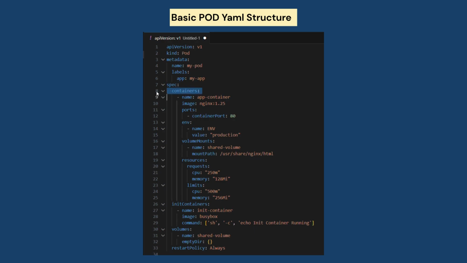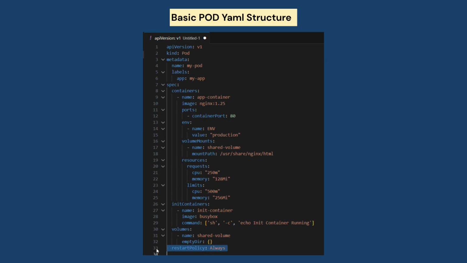Containers is the list of containers to run inside the pod. Name is the name of the container, image is the Docker image to be used, ports are the list of ports the container will expose. Env is the environment variables for the container. Volume mounts defines where to mount shared volumes. Resources are CPU and memory limits and requests. Init container is optional, like the special container we just discussed that runs before the main container. Volumes are also optional. These are like shared storage definitions accessible to all containers.